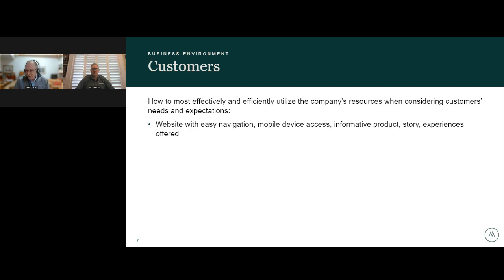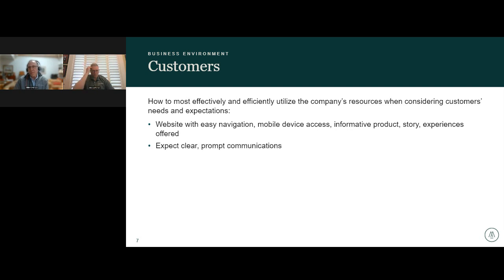I think that some stats I was reading, if you have more than a 2-second delay in connectivity to your website, about 80% of the people drop that link. So really important to have a really smooth, easy to navigate website that's informative. You want to have good information about the product, the story, the causes that you support, really the overall vision for your company, and also what experiences you're going to be able to deliver to someone that comes to visit you.